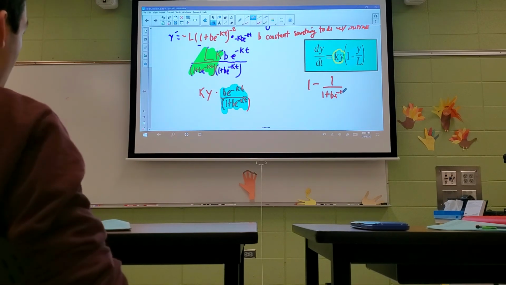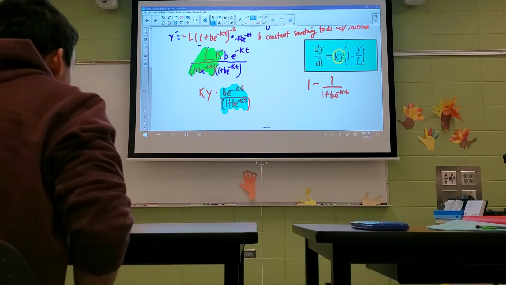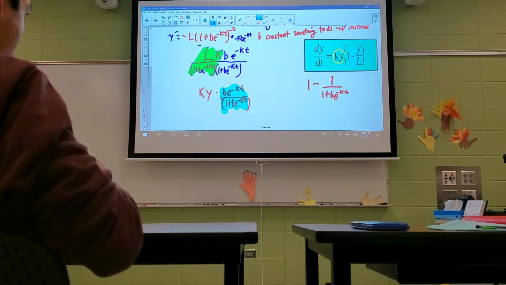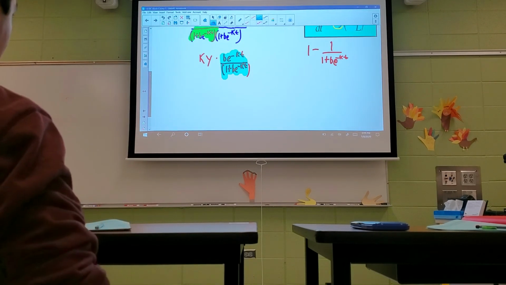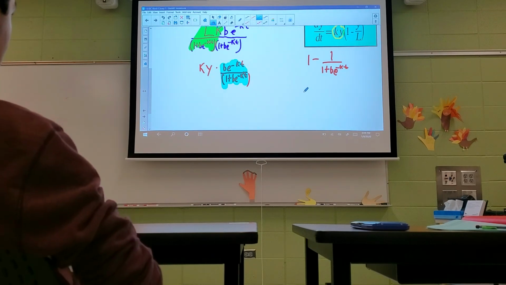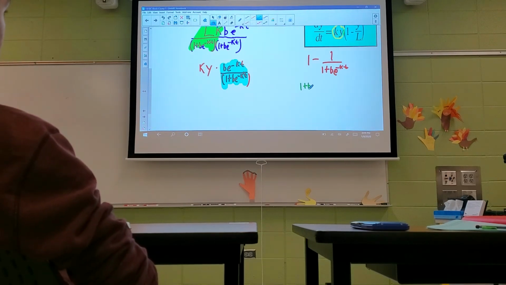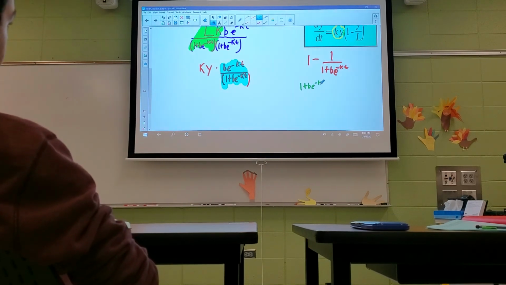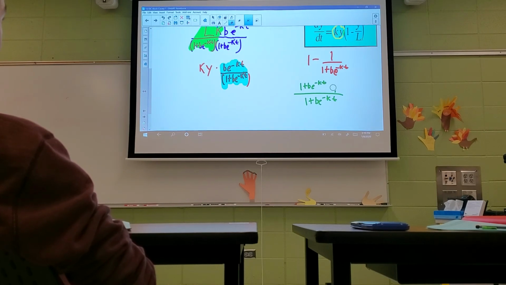If I want to push these two things together, what do I need to do? Multiply by 1 plus... I need to get a common denominator. So I'm going to get 1 plus b to the negative kt minus 1 over 1 plus b to the negative kt. We're almost done. What's the top? What happens to the top? The 1's cancel.